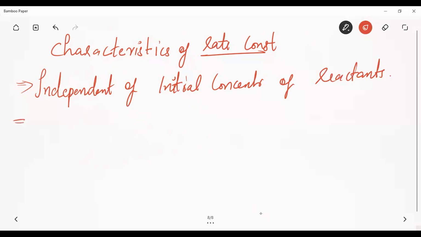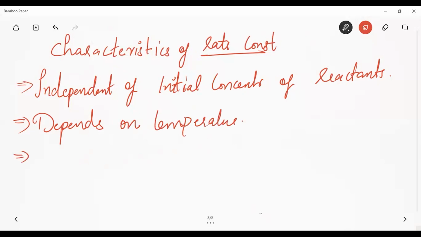And it depends on what? It depends on temperature. When the temperature changes, the rate constant changes. The next point is the equation: rate is equal to the rate constant times the concentration of the reactants at that time.